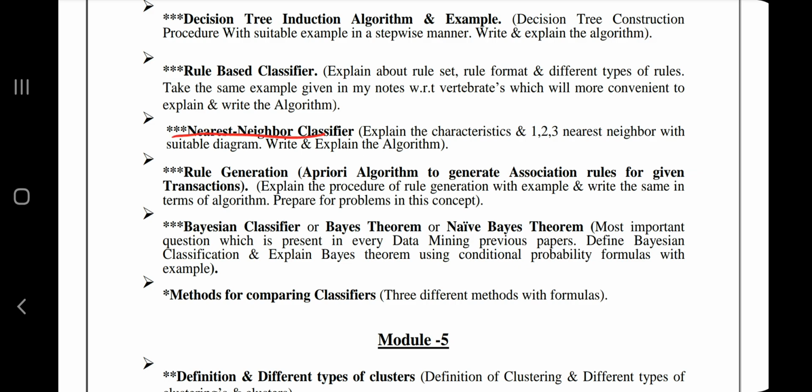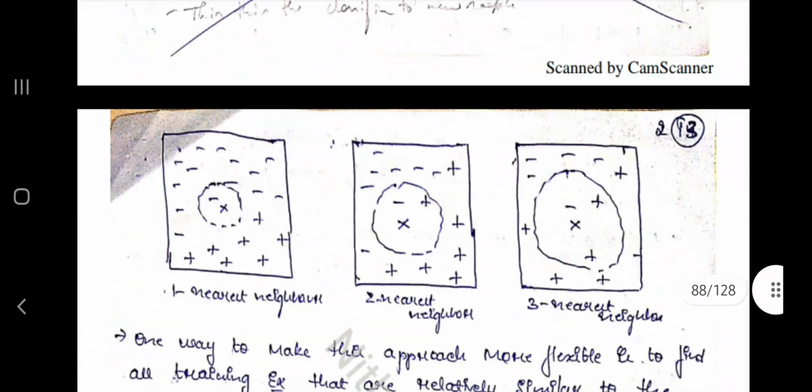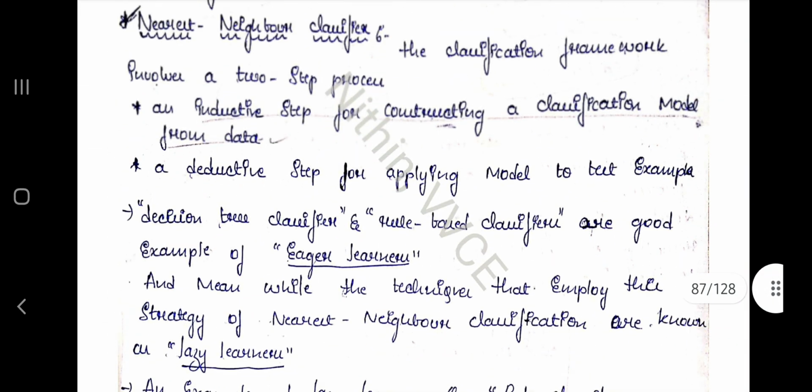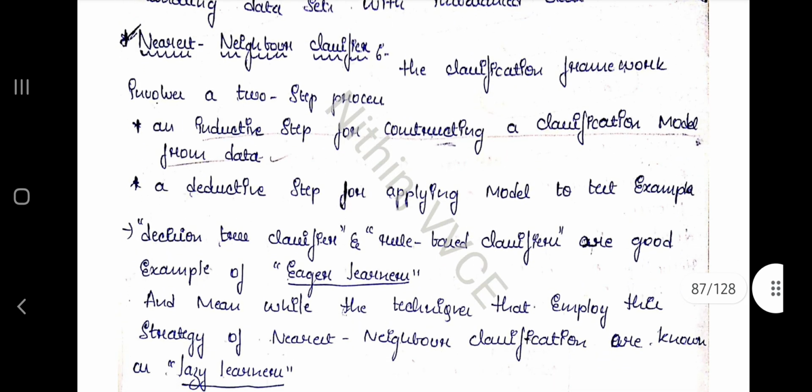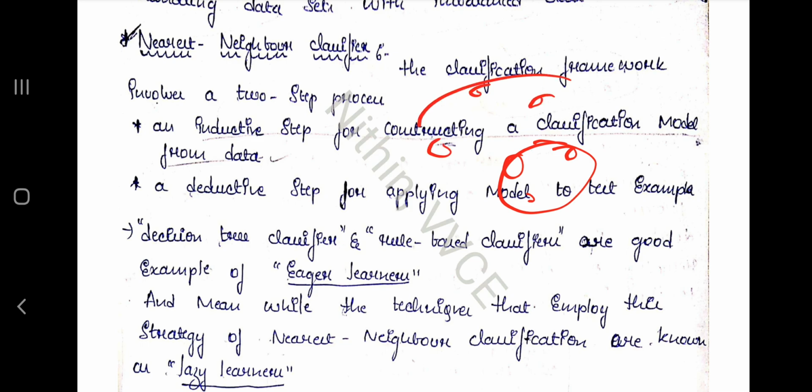Let's move on to the next one, which is the nearest neighbor classifier. By the name itself you can understand what nearest neighbor classifier means. Whatever is near to each other will form a group, and whatever is far from each other will form a separate group.